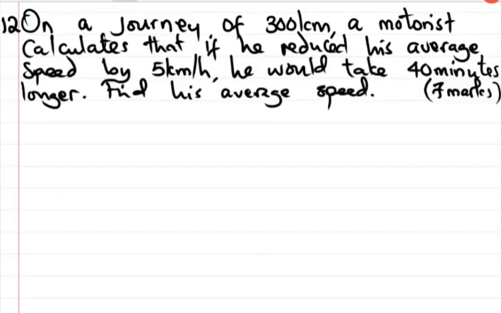Let's see the solution of these two problems. They were sent by one of our subscribers on YouTube. They're about word problems. The first question, number 12, reads: on a journey of 300 kilometers, a motorist calculates that if he reduced his average speed by 5 kilometers per hour, he would take 40 minutes longer. We should calculate the average speed. Marks awarded: 7 marks. So, solution.